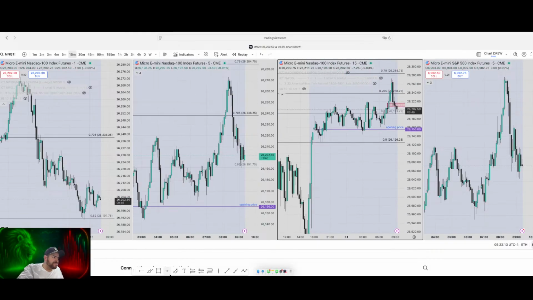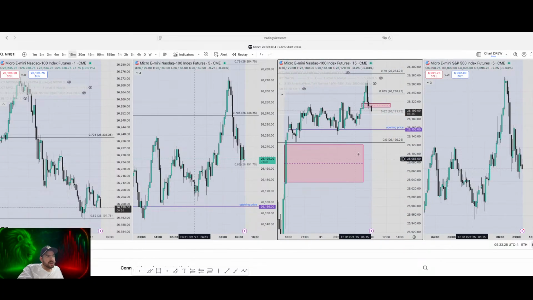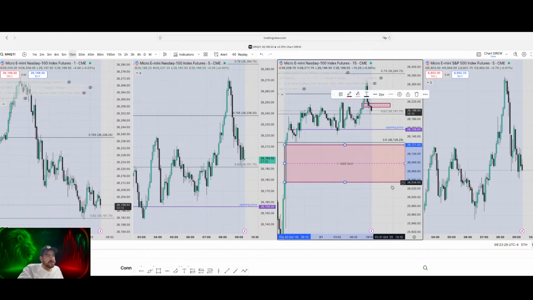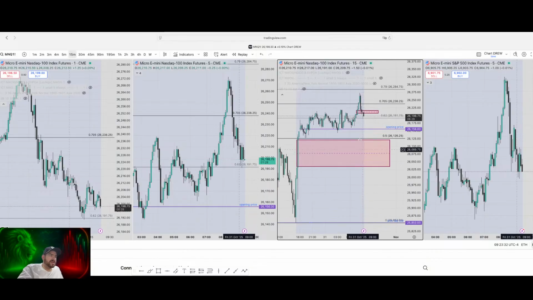And we got one right here. Oh, and we got one right here as well. And that would be about 50% of this range from here to there.